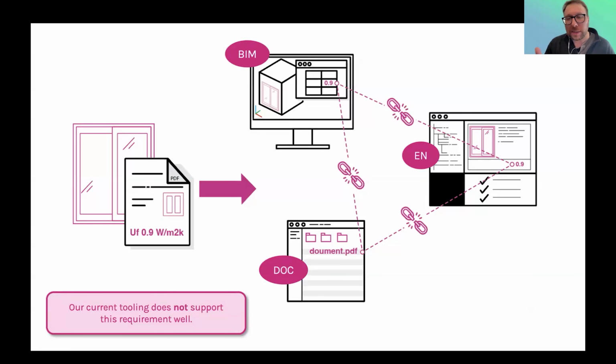And the only way to align them is to manually make sure that this value matches that value, matches the other value. So our current tooling really does not support this typical workflow where maybe I get a PDF from a window manufacturer that has a U value. I need to simultaneously add that to my building information model, my energy model, and my document model.